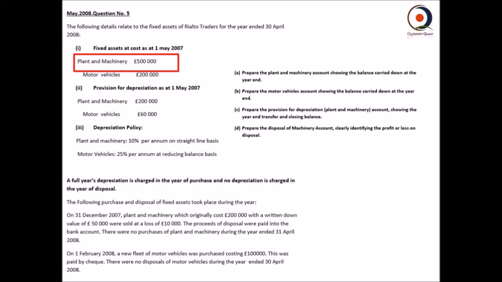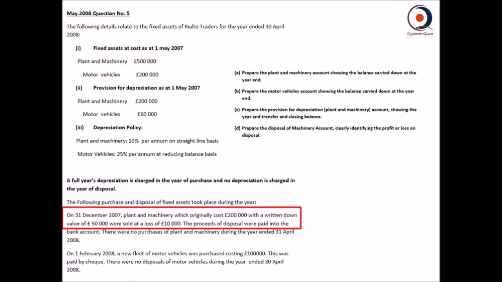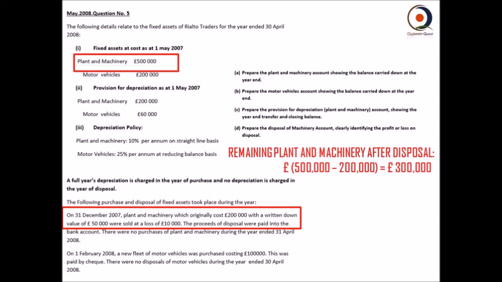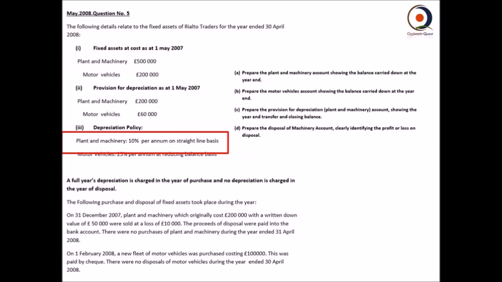So in the beginning of the year, we had plant and machinery worth 500,000 pounds, and then we sold off 200,000 pounds of plant and machinery. So at the end of the year, we are left with 500,000 pounds minus 200,000 pounds, which is 300,000 pounds of plant and machinery, and this 300,000 pounds is the value that we will be using to calculate the value of the profit and loss account, which is actually the total depreciation of the current financial year.